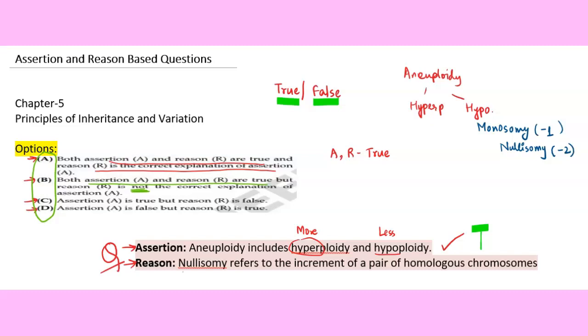So here it is saying nullisomy is an increment. Increment means increase. Here you have already seen my explanation that nullisomy is not the increment, rather it is the decrement or decrease of a homologous pair of chromosomes. So we have found out that this statement is false.